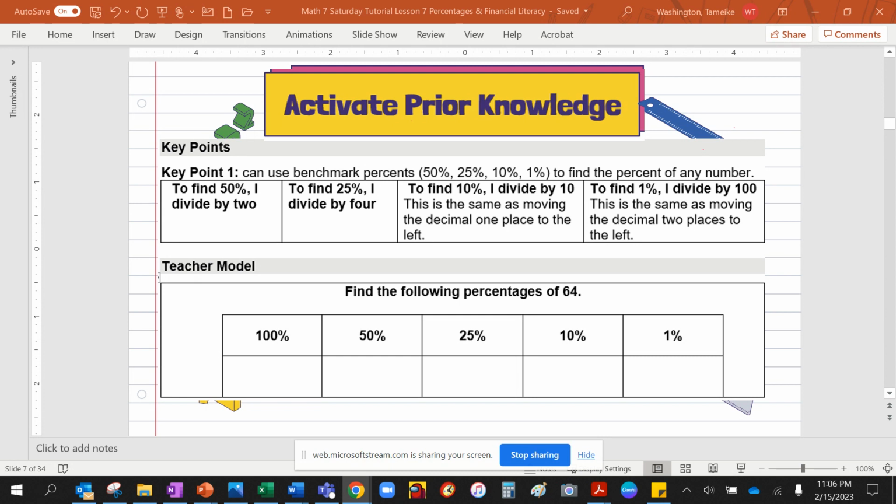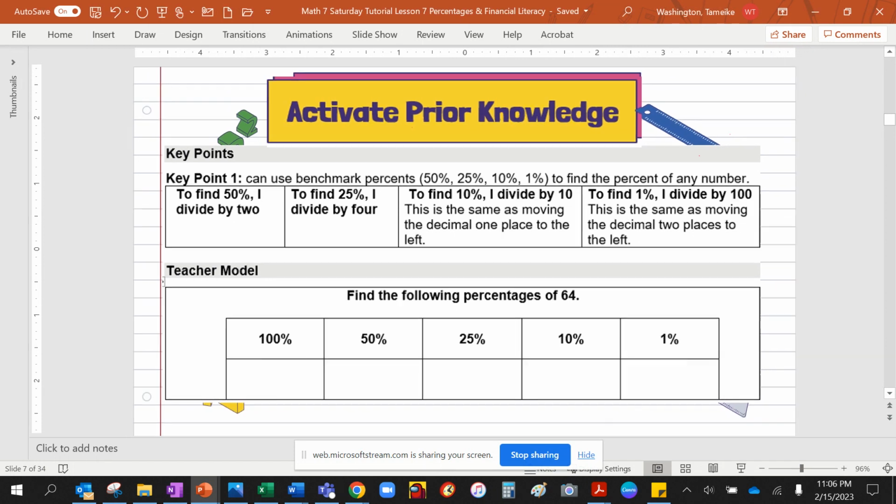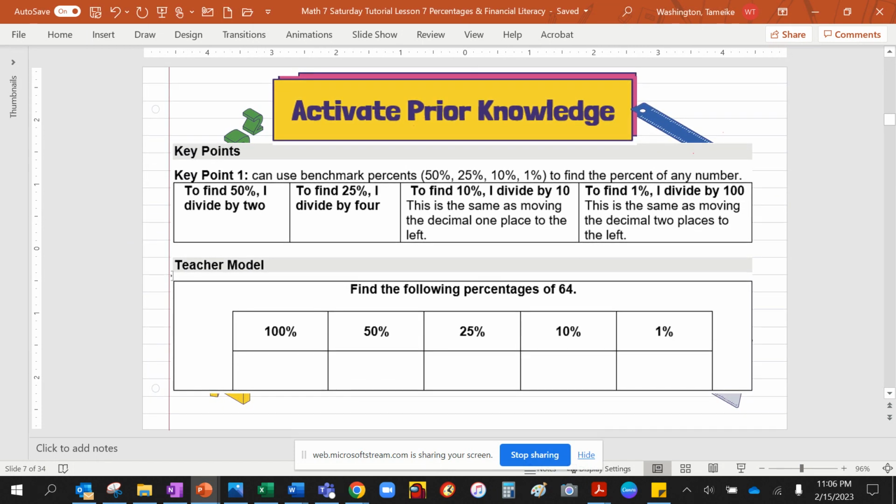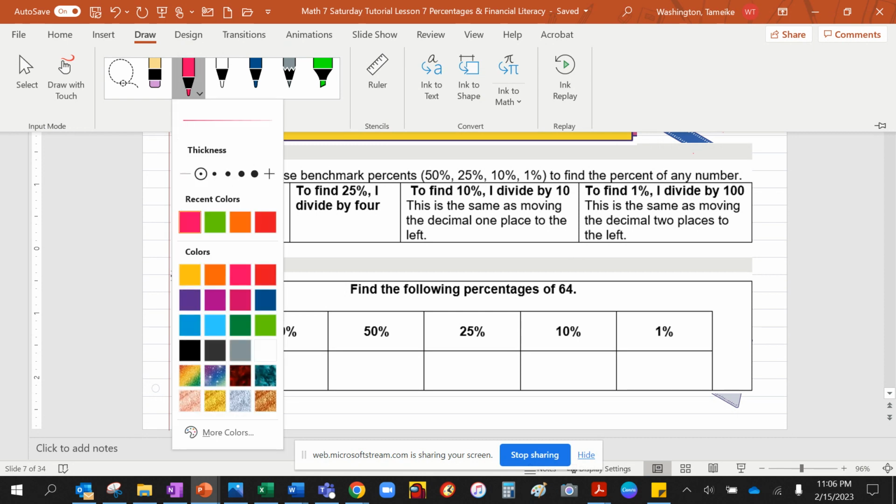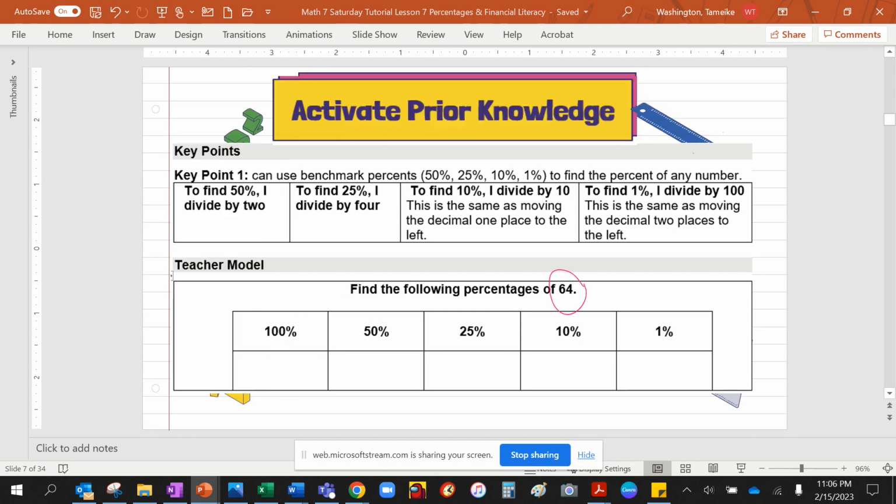Find the following percentages of 64. I know that 100% of any number is that number. So right here, my response is going to be 64. To find 50%, I need to divide 64 by 2. When I divide 64 by 2, I'm going to get 32.